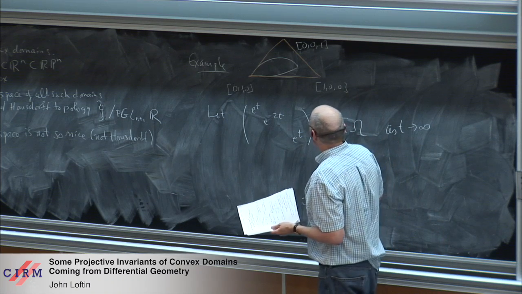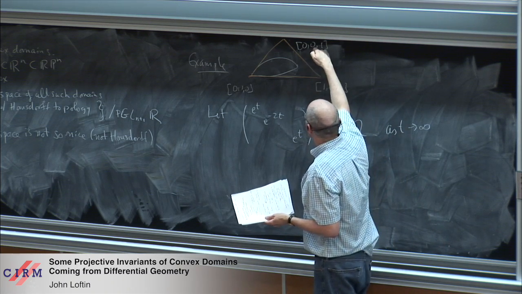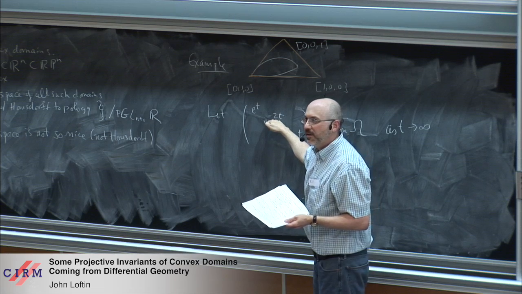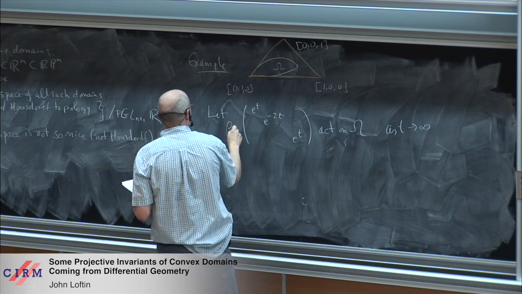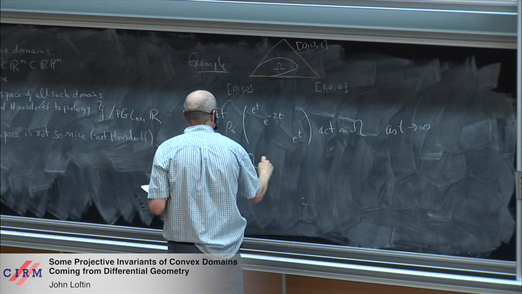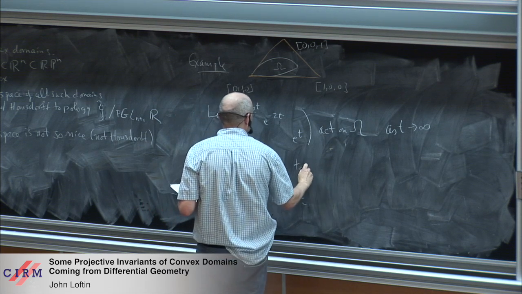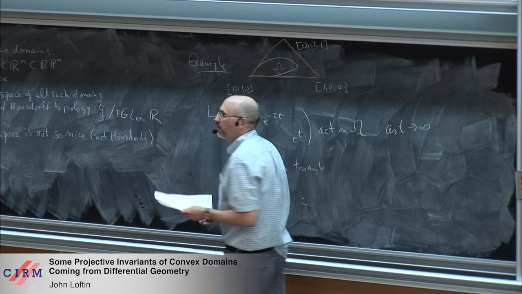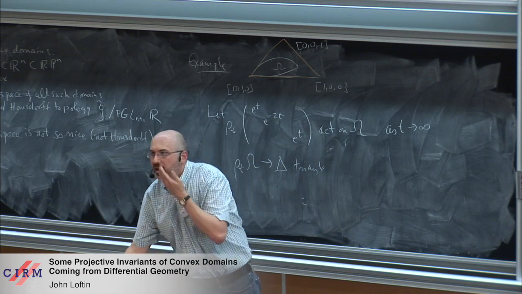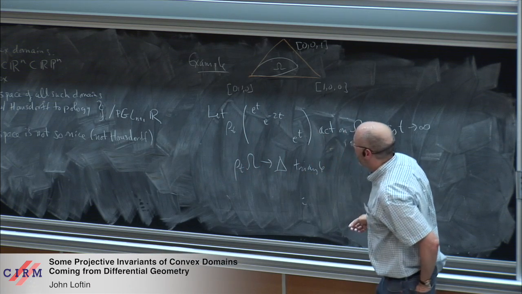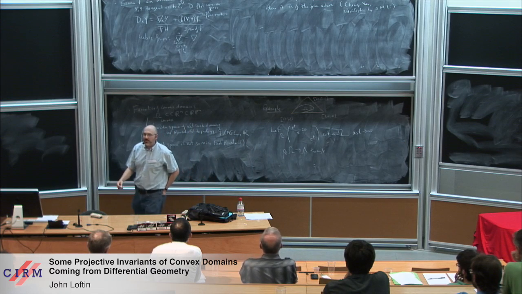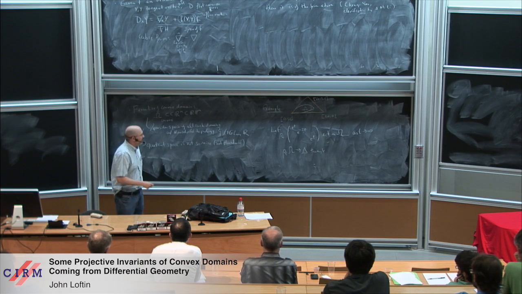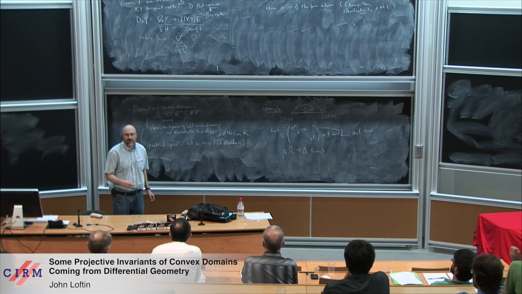But as t goes to infinity, these two coordinates get bigger and this one gets smaller. So in this case, if this is omega and this is, say, rho_t, then rho_t of omega goes to this triangle. Okay? So this example immediately shows that this space cannot be Hausdorff, because the triangle is in the limit of omega under this action of PGL(n+1).